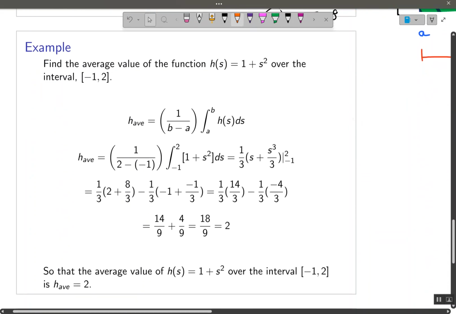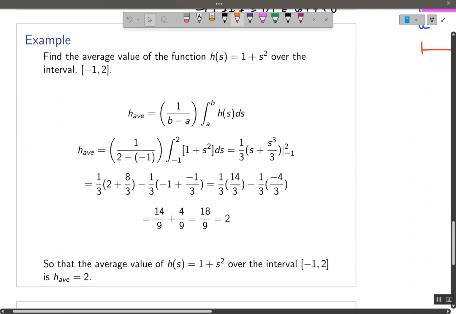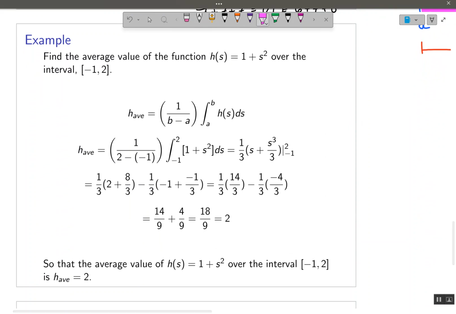There is a worked example right here. All you have to do is plug it into the formula now that we have it. This is a, this is b, 1 over b minus a, integral from a to b of the original function put into there.